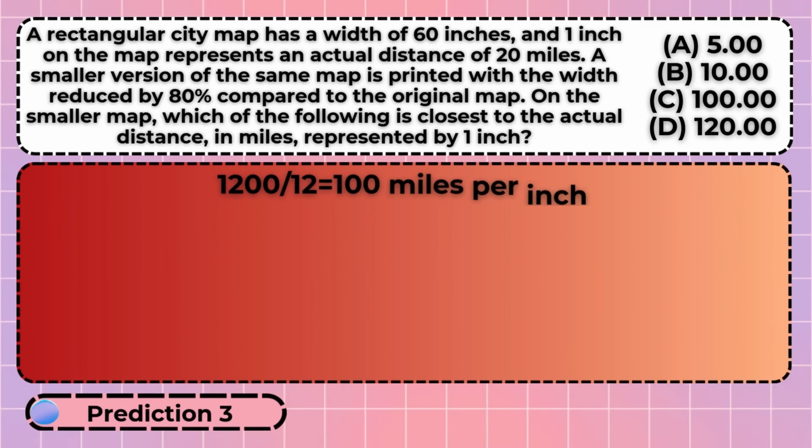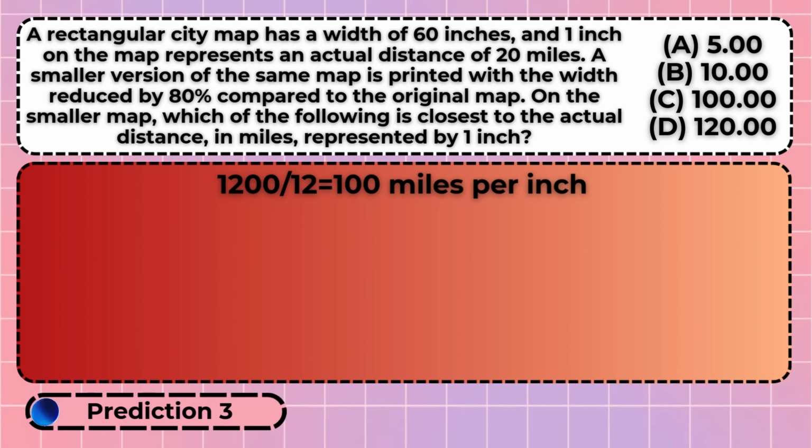Well, if the entire width of the smaller map is 12 inches and represents 1200 miles, you can just divide 1200 by 12, and that equals 100 miles per inch. So this is just a basic proportion problem where we're shrinking the map, but the real world area stays the same, meaning that each inch now covers more real distance.